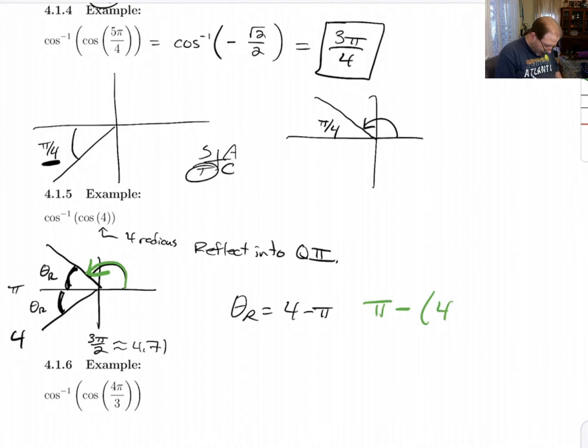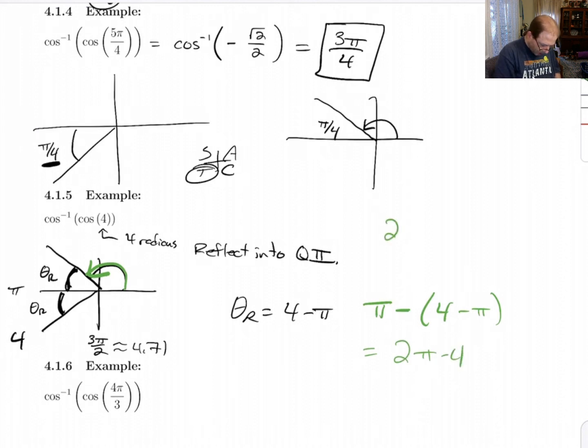So pi minus 4 minus pi, that gives me, let's see, pi plus pi, 2 pi minus 4. And that's my answer here. Let me write it a little better. So 2 pi minus 4 for this one.